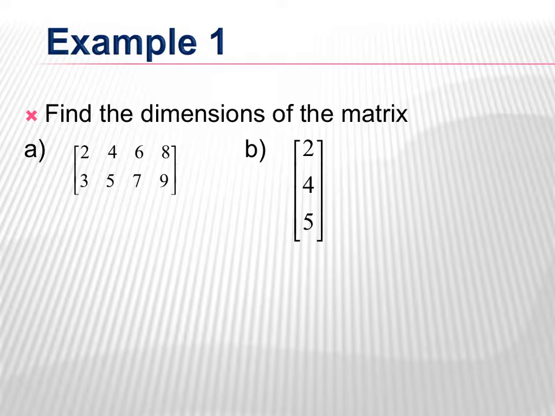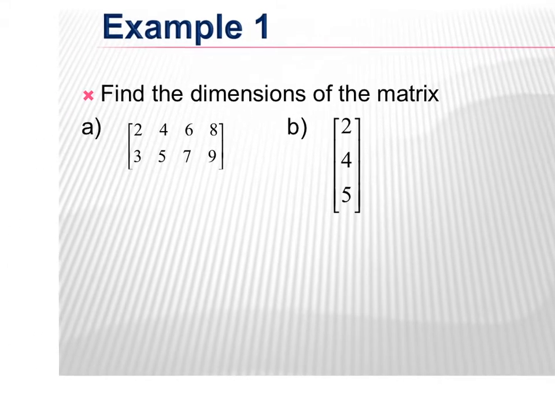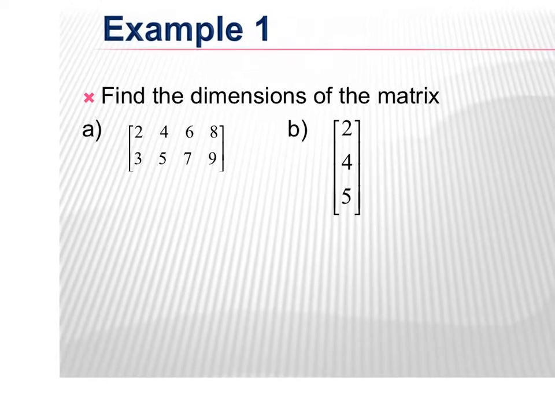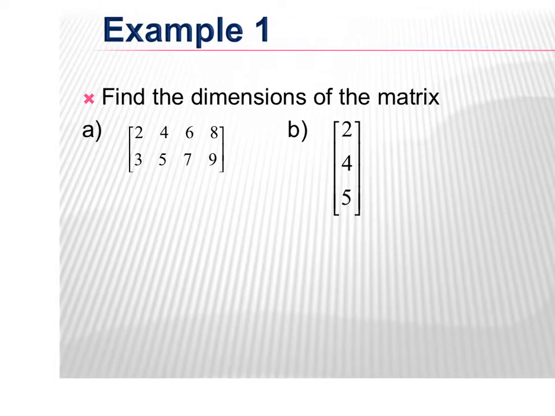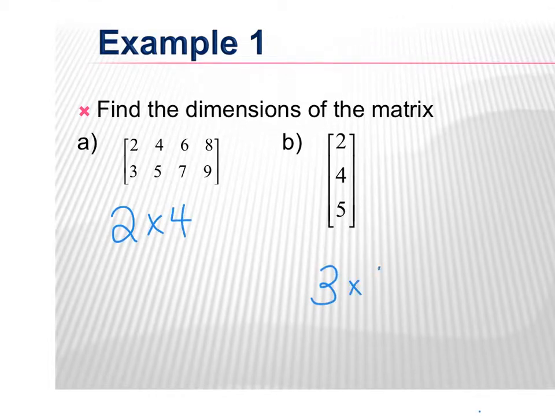So the first example just says, find the dimensions of the matrix. Dimensions of A would be what? 2 by 4, and B, 3 by 1. Again, easy stuff, right?